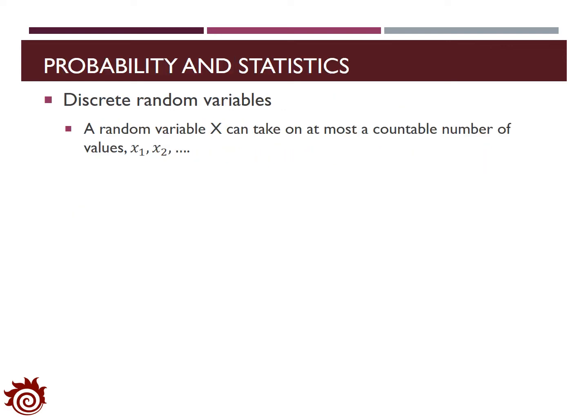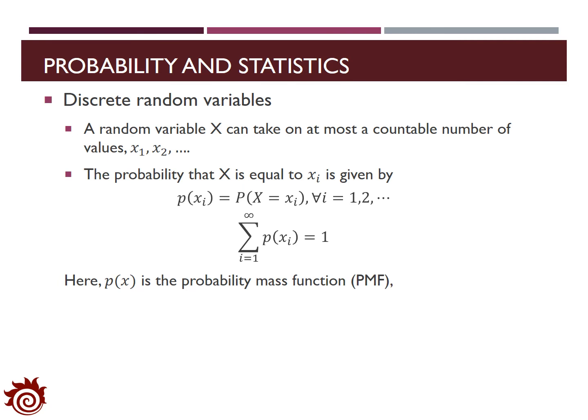Now let's move to the third topic, probability and statistics. In this topic, the most important concept is the random variable. The first type of random variable is the discrete random variable. If a variable x can take at most a countable number of values x1, x2, till xn, then we say that x is a discrete random variable.